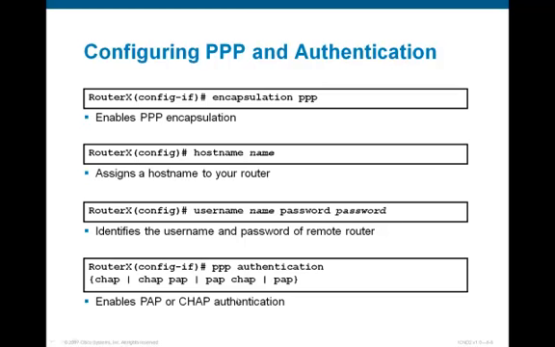So these are the technical commands, how it looks like. Encapsulation PPP, you enable it at the interface. Of course, the host name, and the username is the other person's name, and this is the common encryption password. Okay, and to turn on the service, it is PPP authentication CHAP.